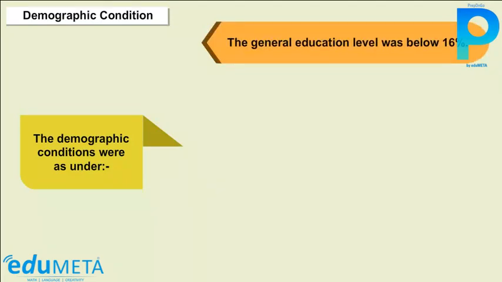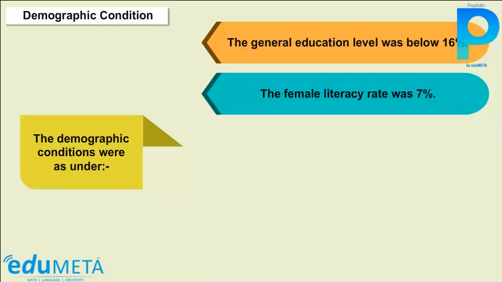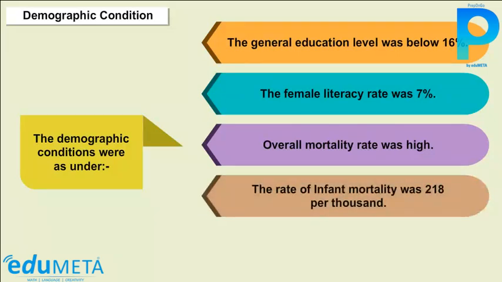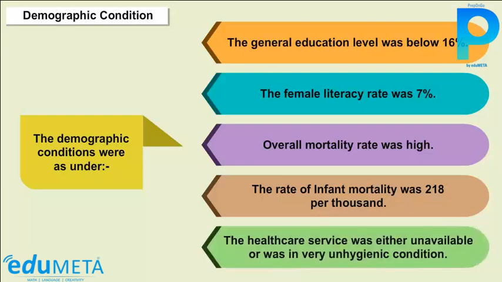The demographic conditions were as under. The general education level was below 16%. The female literacy rate was 7%. Overall mortality rate was high. The rate of infant mortality was 218 per thousand. The healthcare service was either unavailable or in very unhygienic condition.